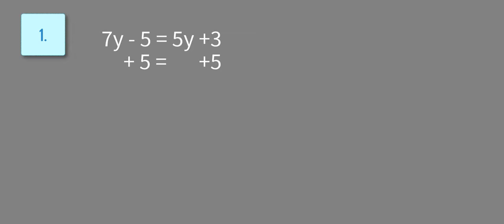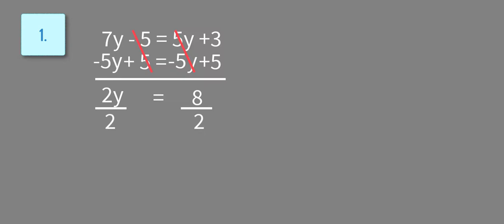And then we'll go ahead and subtract 5y, or any other variable terms, from the right side, and then we'll put it all together. So 7y minus 5y is 2y. The minus 5 and plus 5 cancel. The 5y and minus 5y cancel. And then 3 plus 5 is 8. Divide both sides by 2, and we have y equals 4.